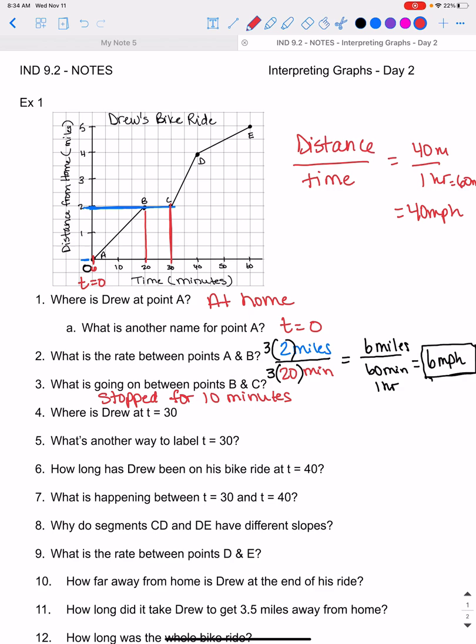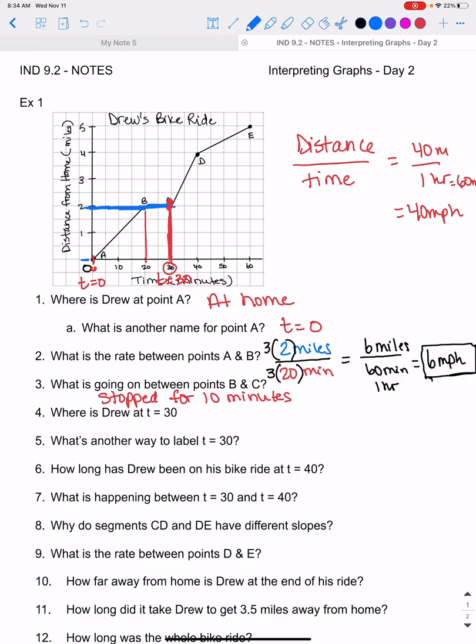Now it wants to know, where is Drew at t equals 30? Okay, so where is Drew at t equals 30? Well, again, you have to remember that along the bottom, we write that t right here. This is t equals 30, all right? T equals 30 is the timeline at 30. Well, where is Drew here? So we have to follow our 30 up, and he is where? Well, if we follow our blue line across, where is he at that 30-minute mark? He is 2 miles from where, though?